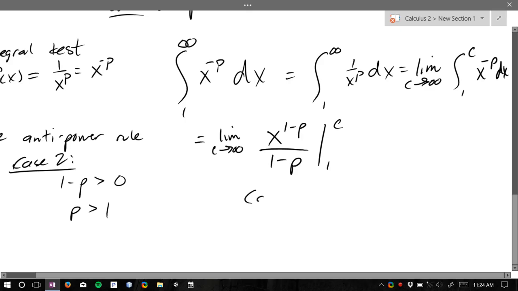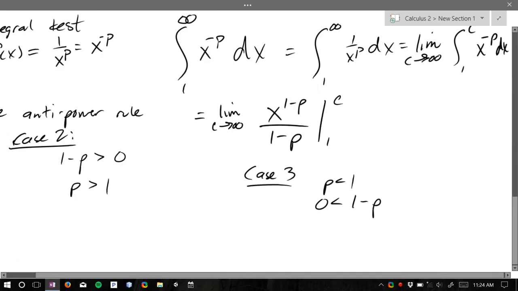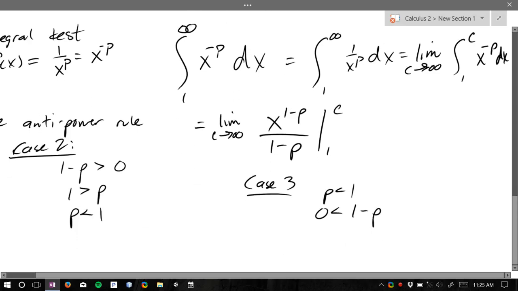So this is case 2, we have this. Case 3, what do we have in case 3? p is less than 1, so that means subtract p to this side. That means 1 minus p is, that's not good. p is greater than 1. p should be less than 1, not. So which one of my inequalities is wrong? I think this one is wrong. There we go. p is less than 1, which is actually case 3.